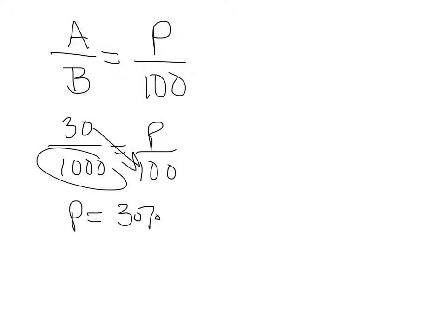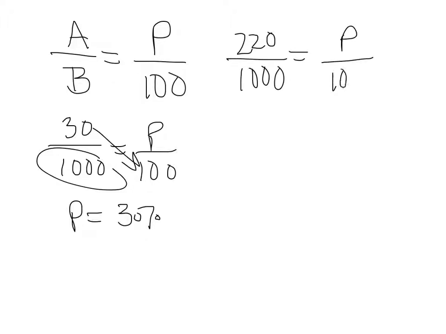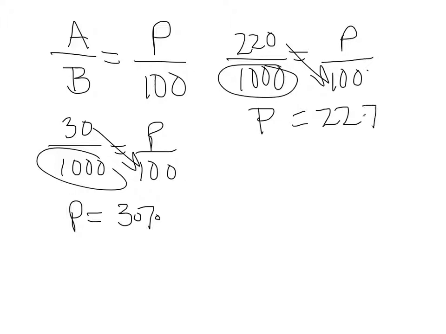Another room would be 220 over 1,000 equals P over 100. We would, oops, sorry, put 1,000 there, I want to say 100. And we'd cross multiply and divide, and our P would equal 22%.